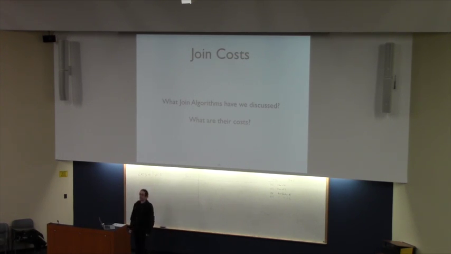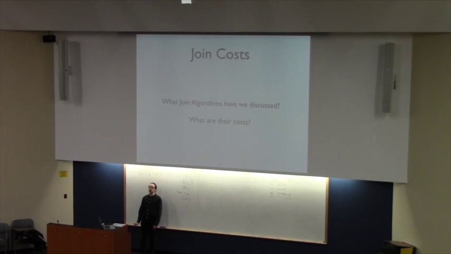What are some join algorithms that we've discussed so far? Nested loop join. Block nested loop join. Hash join. Called the hybrid hash join. Index nested loop join. Okay, that is one other one that we didn't speak about that much.